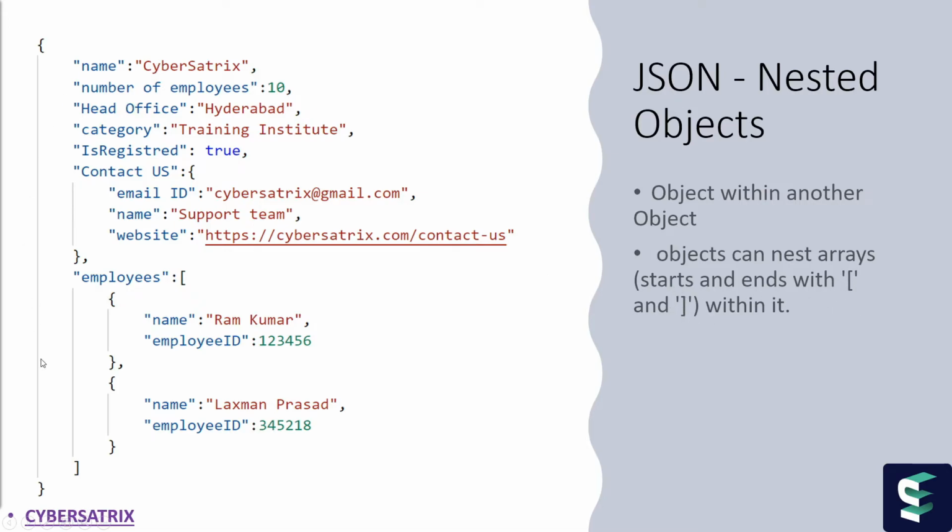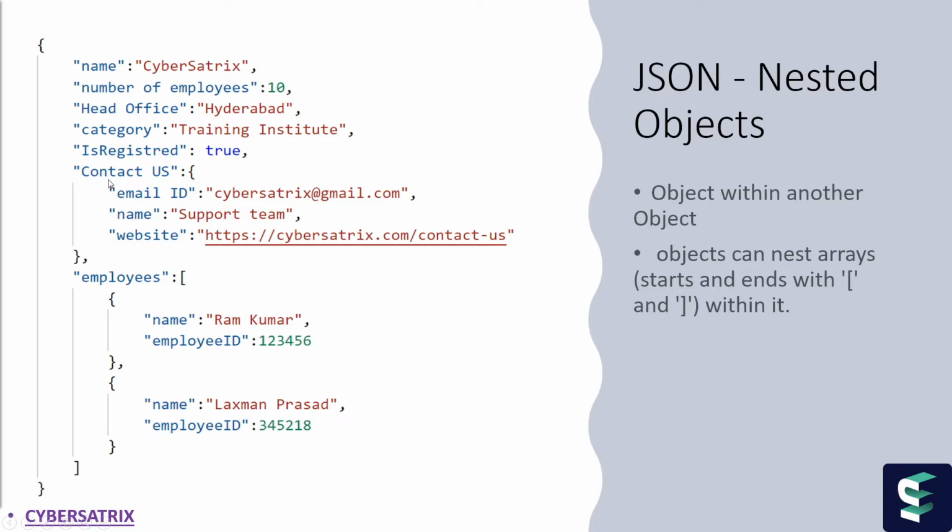If you see, this is my CyberSatrix, or basically a company's object. I'm giving the object's details here. I gave the properties of the object, that is name, number of employees, head of the office, and category is registered. Each of these is separated by a comma.